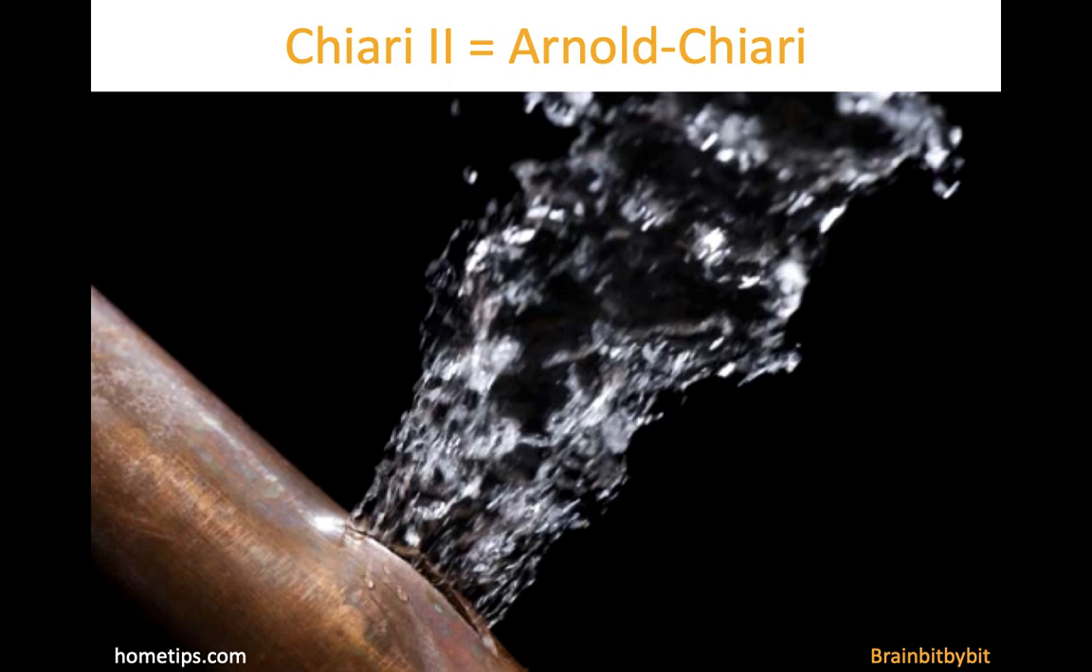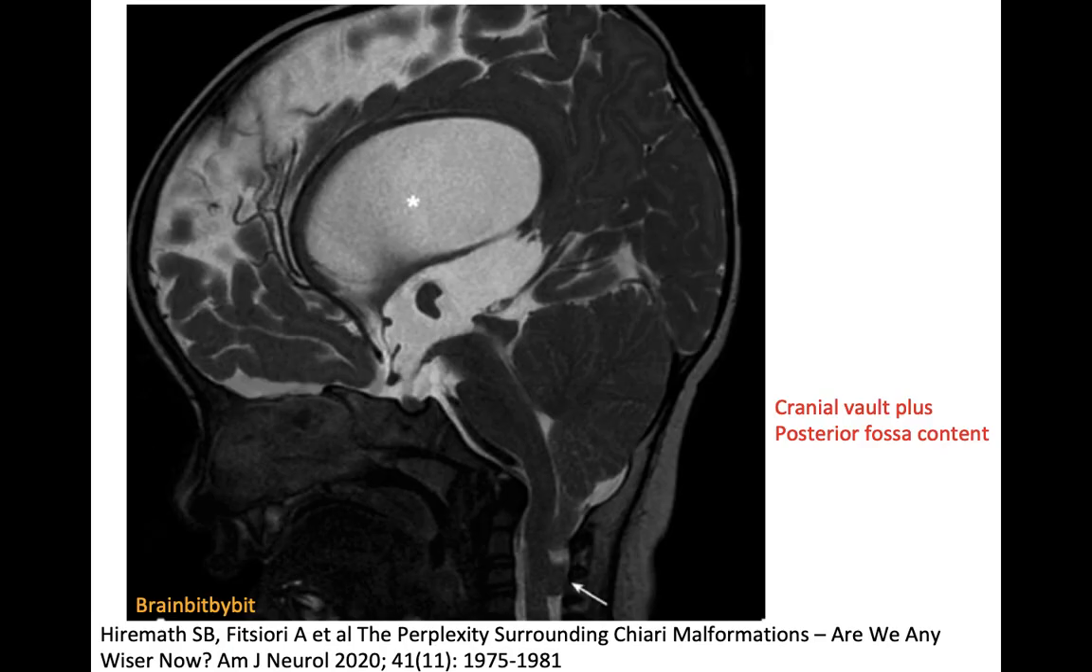Brain bit by bit, I'm going to show images of a Chiari malformation. And Chiari was a German pathologist who looked at the craniocervical junction in the late 1890s. So the same time period that Blake was looking at the posterior fossa as well. And Chiari described several malformations with both abnormal posterior fossa and an abnormal neurocranium, so osseous abnormalities.